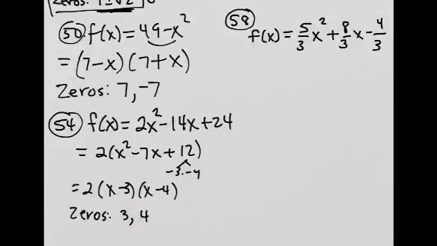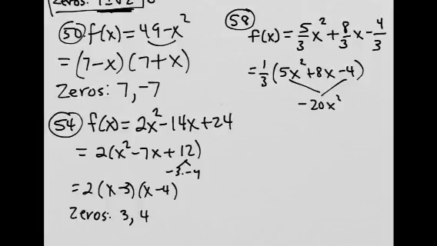Alright, so 58. I am going to factor out 1/3 because I don't want to deal with the fractions when I'm factoring. So just to make it easier on myself, I'm going to factor out 1/3. So that's going to leave me with 5x squared plus 8x minus 4. Okay? And so now I'll proceed to try to factor the quadratic that I have in parentheses. So here I know that that times that is negative 20x squared. Pairs of factors of negative 20 that add up to 8 are positive 10x times negative 2x.